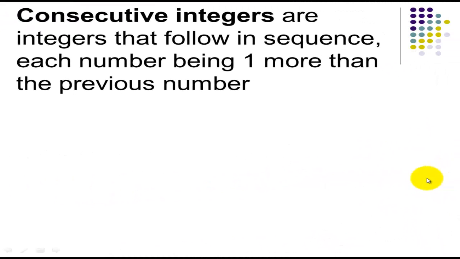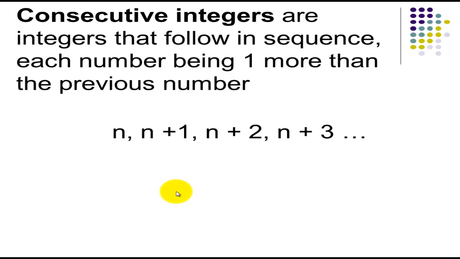Consecutive integers. So consecutive integers are integers that follow in sequence, each number being one more than the previous number. So if we are going to start with 10, the next number will be 11 and then 12. So 10, 11, 12 will be consecutive integers. If you have negative 5, the next number will be negative 4 and then negative 3. So negative 5, negative 4, negative 3 will be considered consecutive integers.